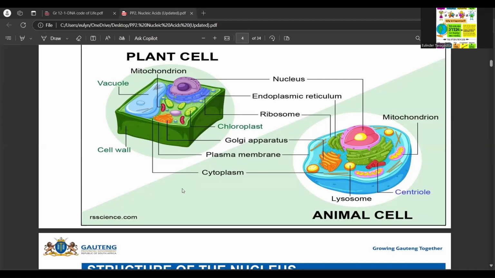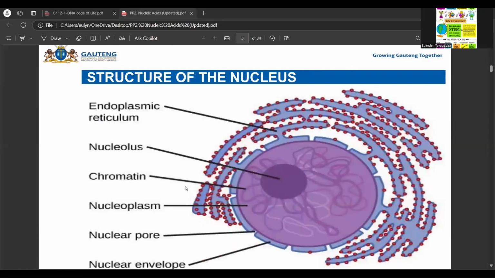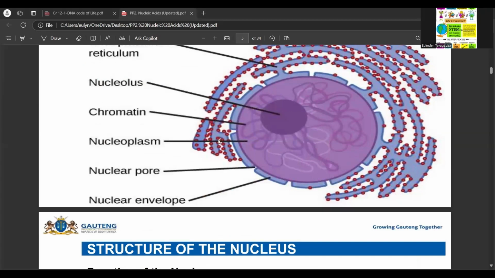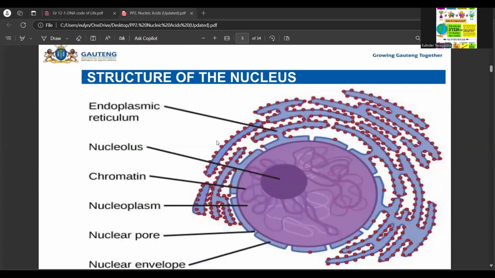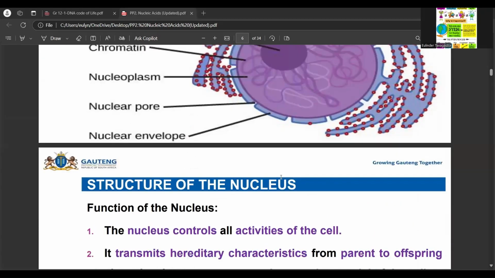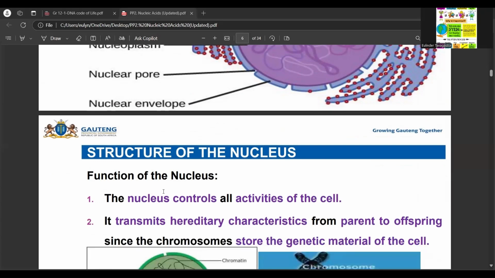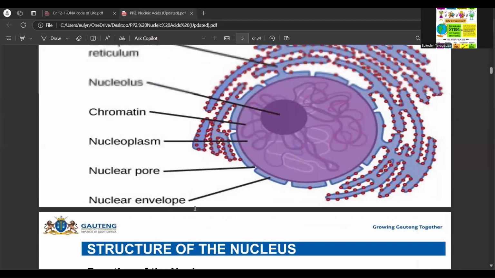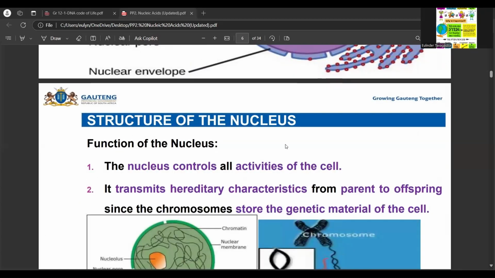So now let's move on to the structure of the nucleus. This again is just a recap to show what exactly we find in the nucleus. And we are going to now go into deep detail about the functions of the nucleus and where we find the DNA. How does it occur in the nucleus?